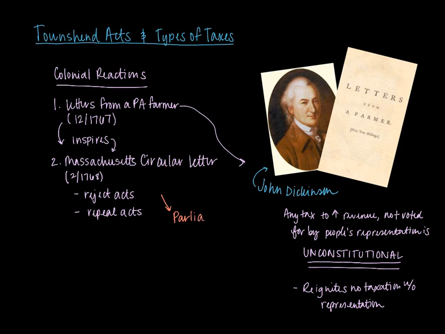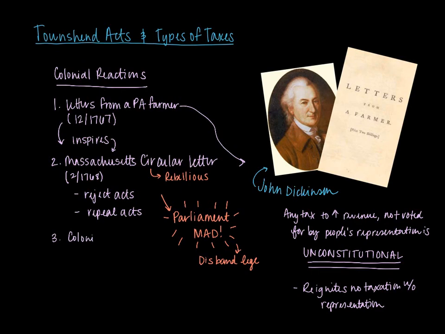Upon hearing of the Massachusetts Circular Letter, Parliament is furious. They see the letter as outright rebellion. They tell the Massachusetts Assembly to pull the letter down, and governors are instructed to dissolve any assembly that endorses the letter or violates the instructions of Parliament. Of course, colonial legislatures are now going to get involved because of this hard line that Parliament's drawn. So numerous legislatures adopt the letter.